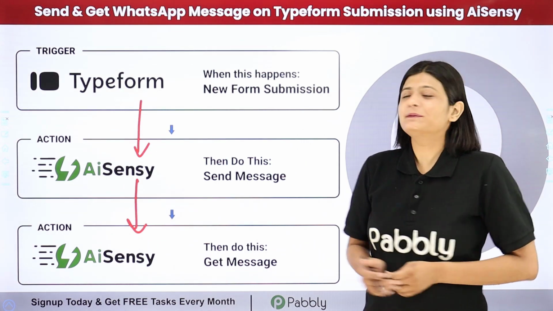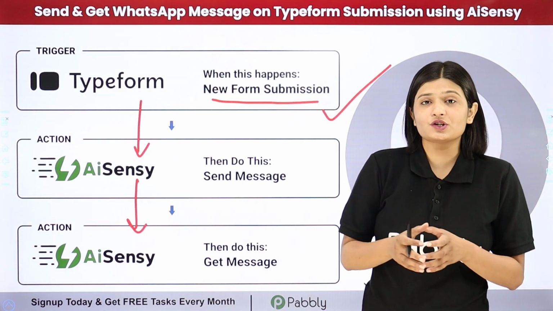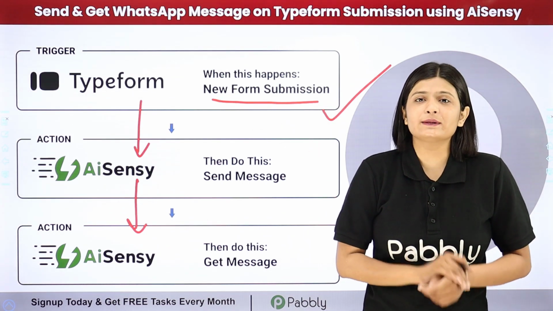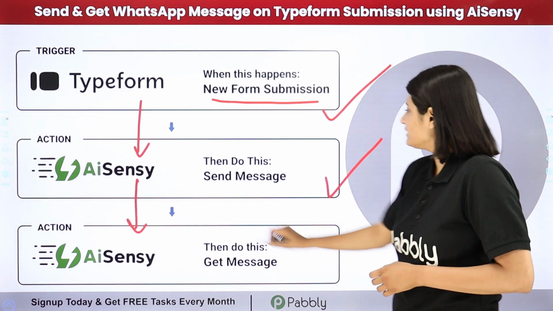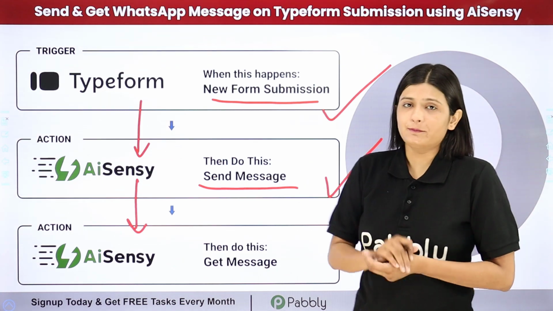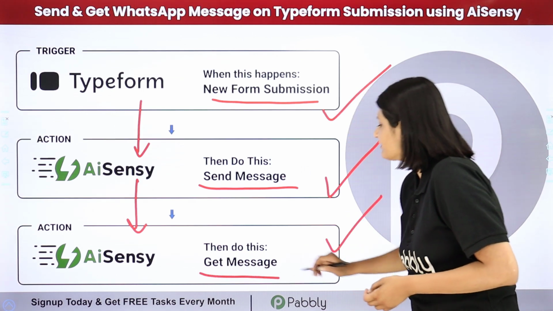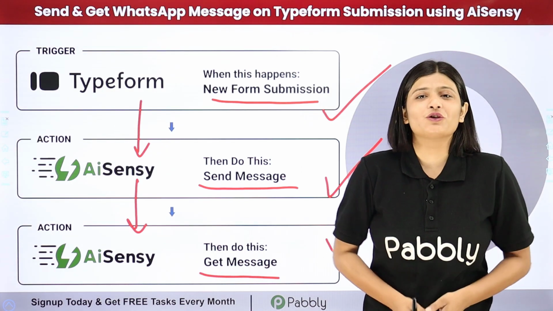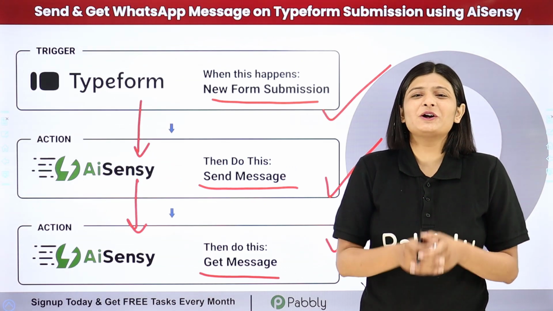Here as my trigger application, I am going to take this Typeform from where I will receive new form submission, and this complete workflow here will get triggered. And then in my action application, I am going to take AiSensy, with the help of which I am going to send welcome message, and then again AiSensy, with the help of which I will receive the WhatsApp message giving me the details of the lead. If you want to learn this amazing automation step by step, then let me take you all to my screen.